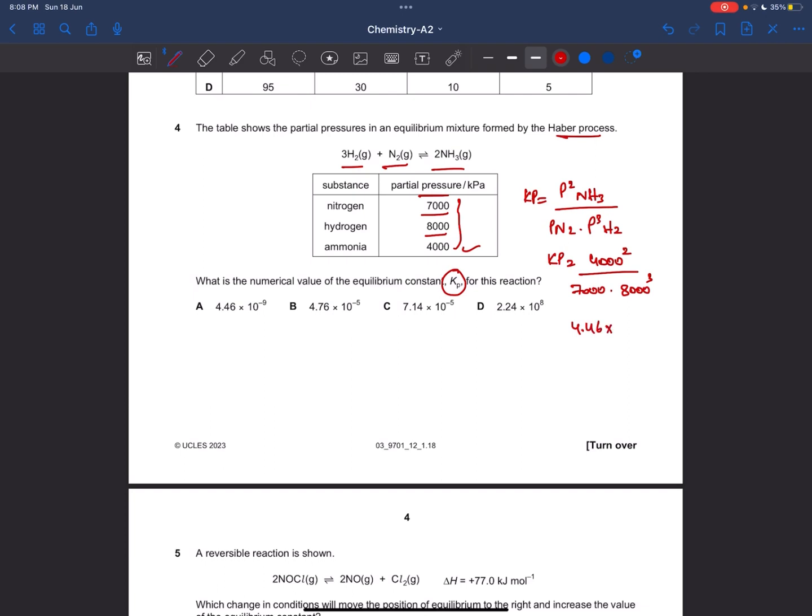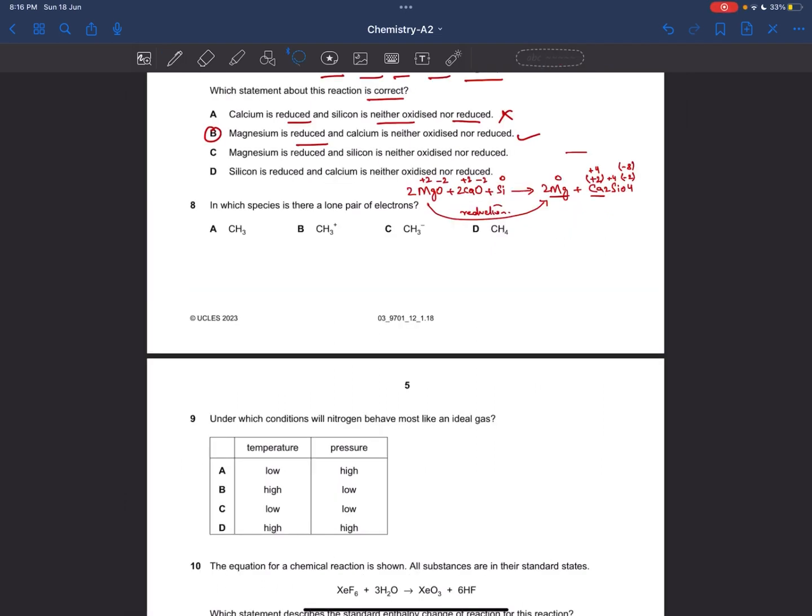4.46 multiplied by 10 to the power minus 9. So this is A, 4A. Question number 8 asks: in which species is there a lone pair of electrons? Lone pair of electrons, okay.